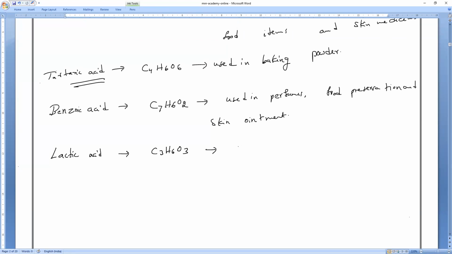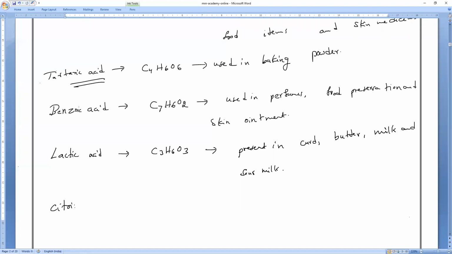So where is it present, everybody? Milk as well as curd. It is present in curd. If you take butter, if you take milk, and if you take sour milk, everywhere they contain what? Lactic acid. Clear?